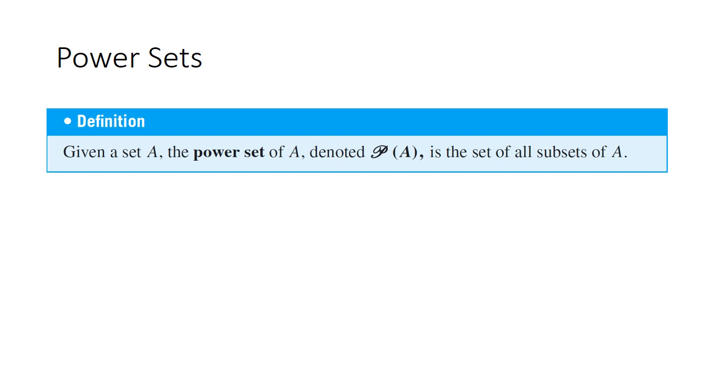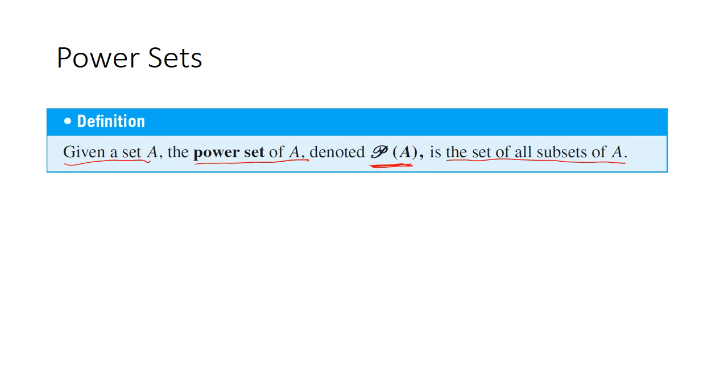Okay, now let's look at the definition of a power set. So a power set is like an operation that you do to a set. You start with some set A, and then the power set of A, which is denoted in function notation like this, a script P, is the set of all subsets of A.